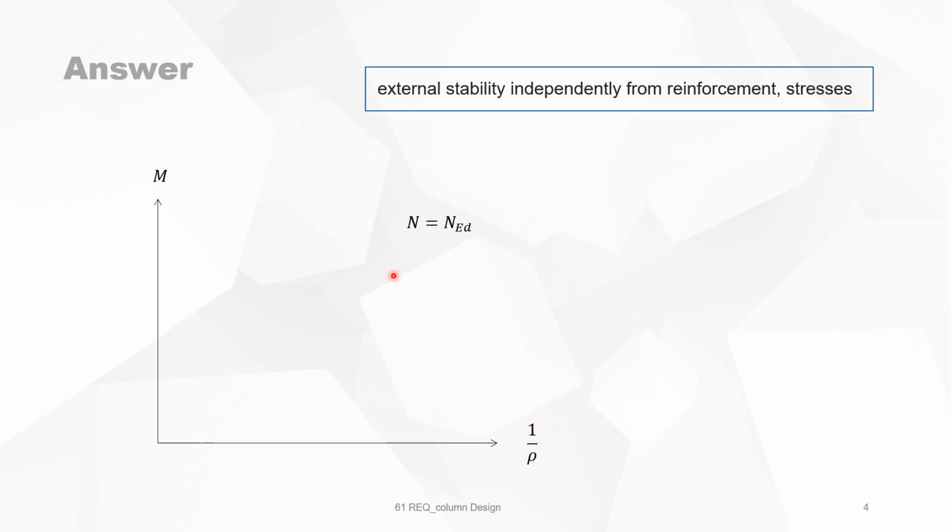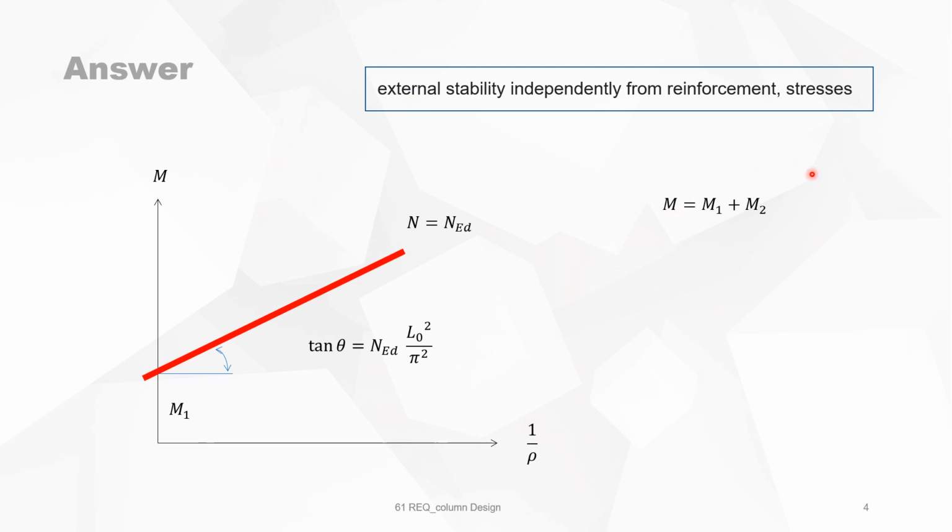For a certain value of a normal force, we get this relationship, where the slope of the curve, the tangent of this angle, is equal to N_Ed times L0 squared over pi squared. And the distance from the point 0 to where the curve cuts the y-axis is the value M1.